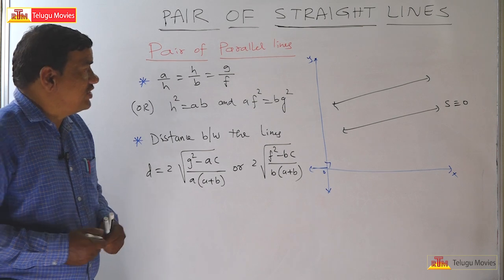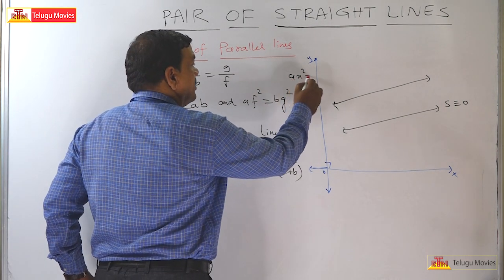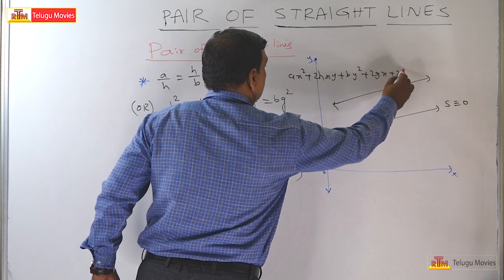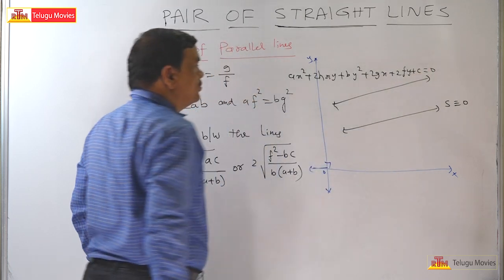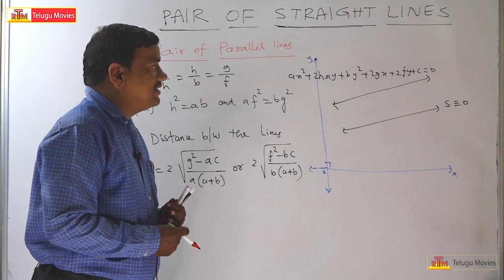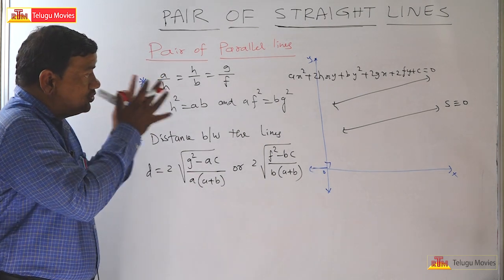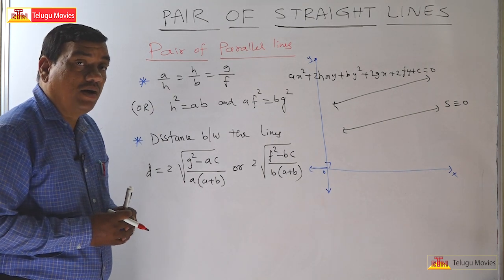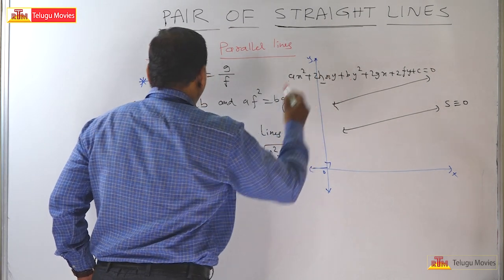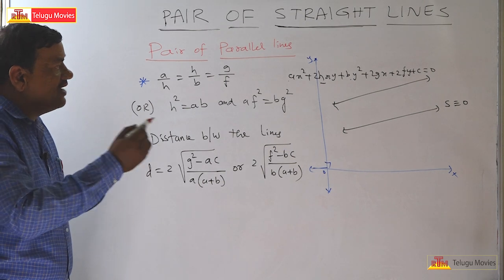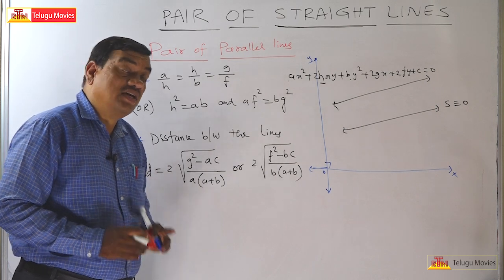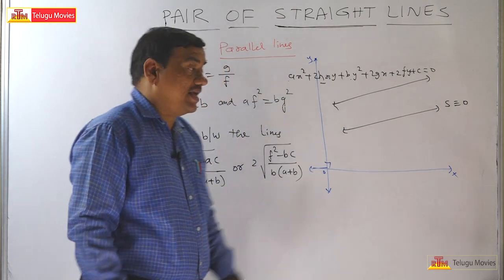That means if your equation is AX square plus 2HXY plus BY square plus 2GX plus 2FY plus C is equal to 0, and this pair of lines represents parallel lines, then the condition is H square is equal to A into B and another one is AF square is equal to BG square. Both conditions should be satisfied. If these conditions are satisfied, then these lines are parallel lines.